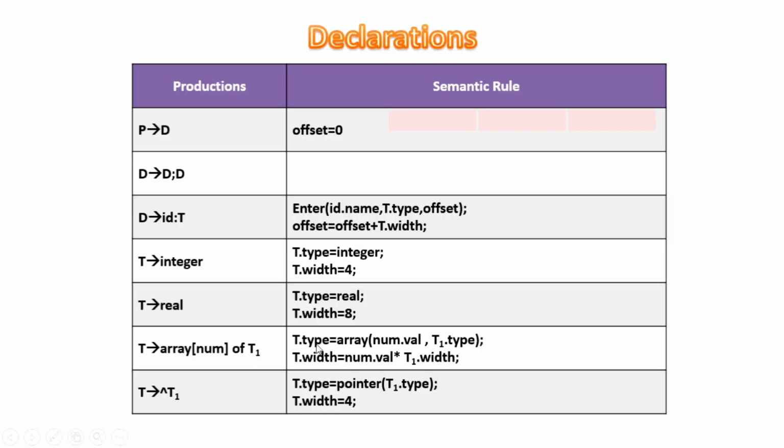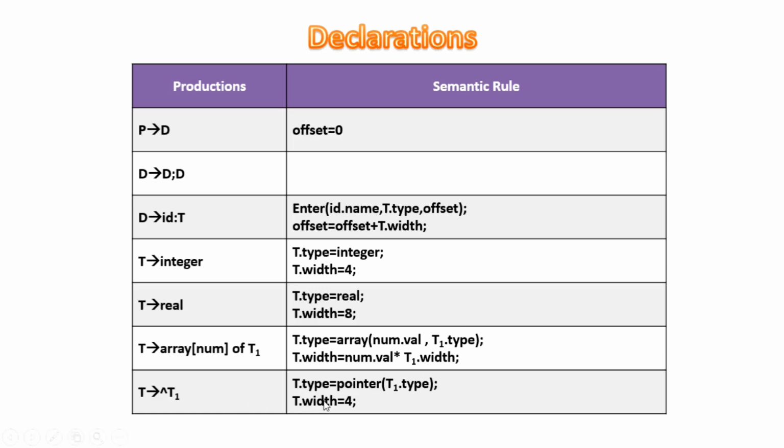Now, for T dot type, you should make an entry in the symbol table. T dot type is equal to array of number dot val. For example, if number is 10, then 10 should be entered and the corresponding T1 dot type has to be entered here. T1 is called the data type of the corresponding array. For example, this T1 might be integer or real or a pointer data type, anything like that. Now, the last one is T tends to a pointer data type. When I use a cap symbol here, it is called a pointer data type. If it is a pointer data type, it has to be entered inside the symbol table as T dot type, pointer of T1 dot type. T1 dot type can be anything. It can be integer, real, or array, anything like that.